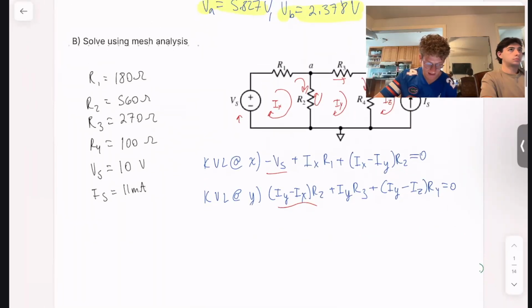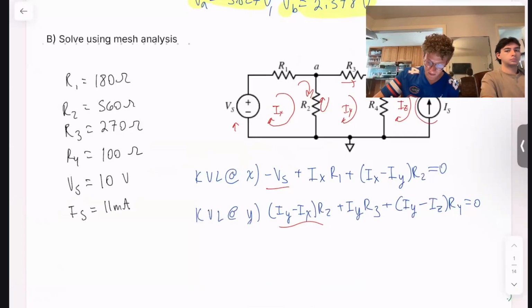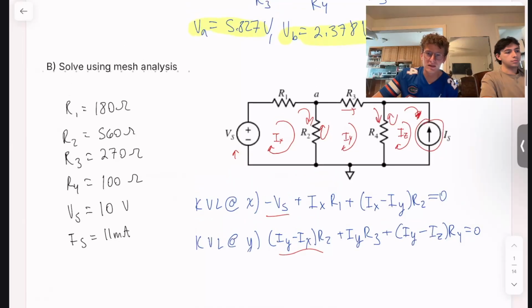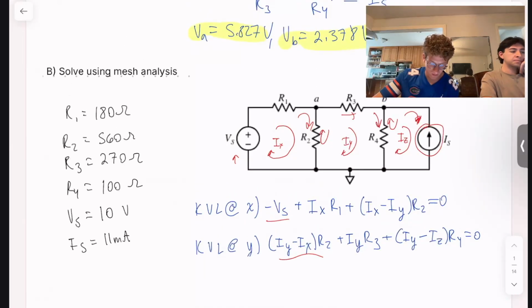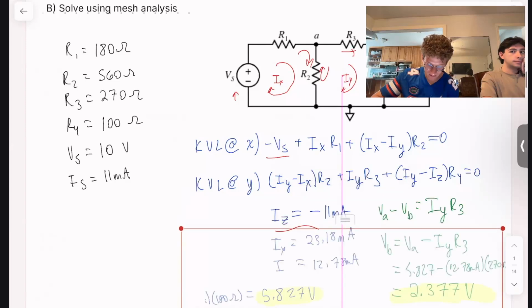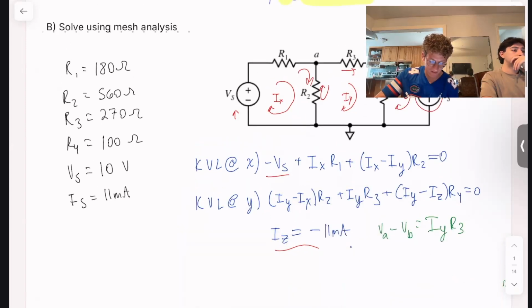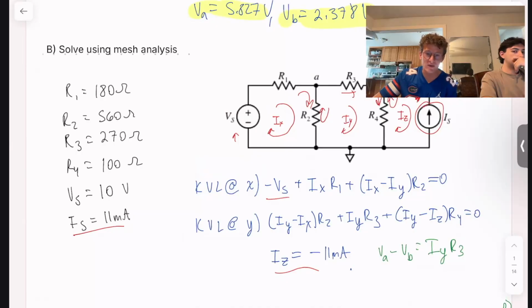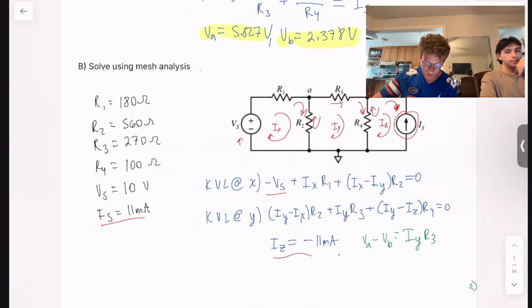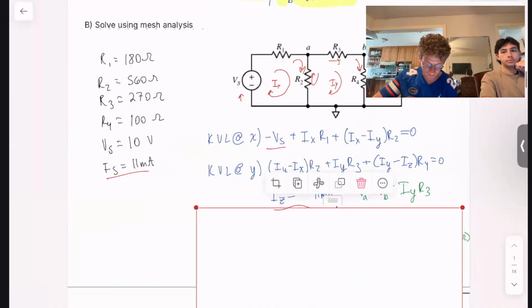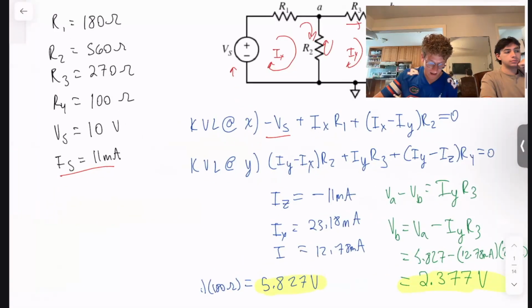And then the last thing that we want to note, don't get freaked out about this: we see that IZ is just in the opposite direction of this current source over here. So we can write that down exactly. IZ is equal to negative 11 milliamps because it's given that IS is 11 milliamps. So when we plug these three equations into our calculator, we should get current values for IX and IY.